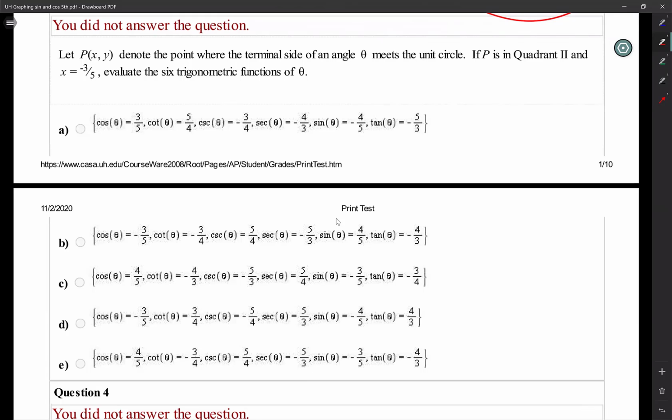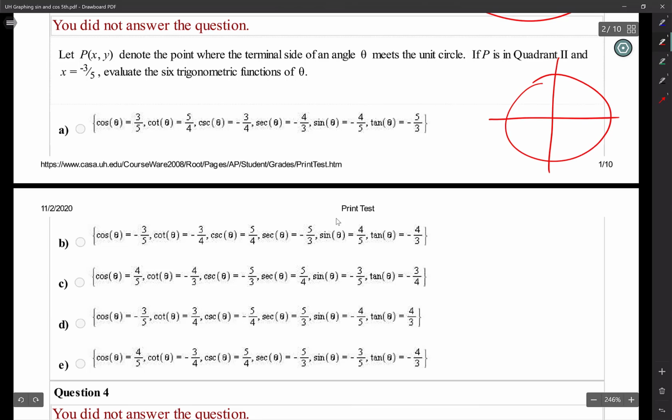All right, let's continue. Let P be a point on the unit circle where the terminal side of an angle theta meets the unit circle. Okay, that's fine. If P is in quadrant 2 and X is negative 3/5, evaluate the 6 trig functions of theta. All right, so the first thing I would do is draw a unit circle. They tell you that X is negative 3/5 and that you're in quadrant 2. So here's point P, if you want to label it.